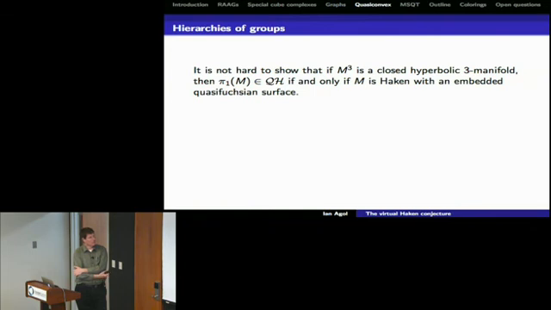So one of the motivating examples is if you have a closed hyperbolic 3-manifold, then it has a quasi-convex hierarchy. So its fundamental group is a Gromov hyperbolic group. It has a quasi-convex hierarchy if and only if it's a Haken manifold with an embedded quasi-Fuchsian surface. So even like a totally geodesic surface in a hyperbolic manifold. For example, the Seifert-Weber dodecahedral space that I described before has a finite-sheeted cover with an embedded totally geodesic surface. And therefore it has a covering space that has a quasi-convex hierarchy like this.